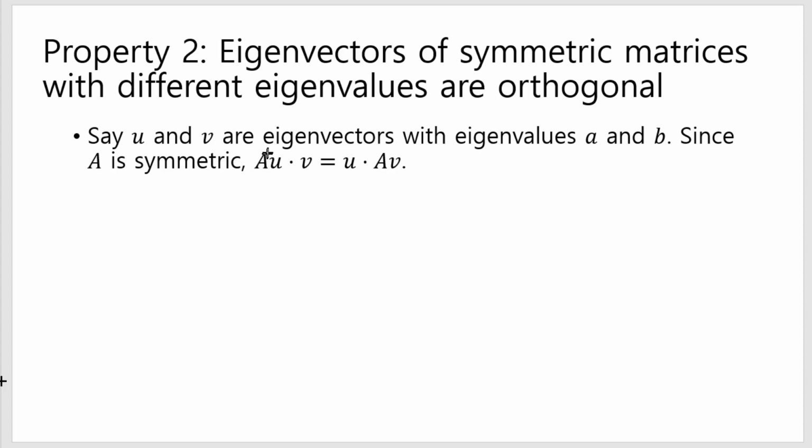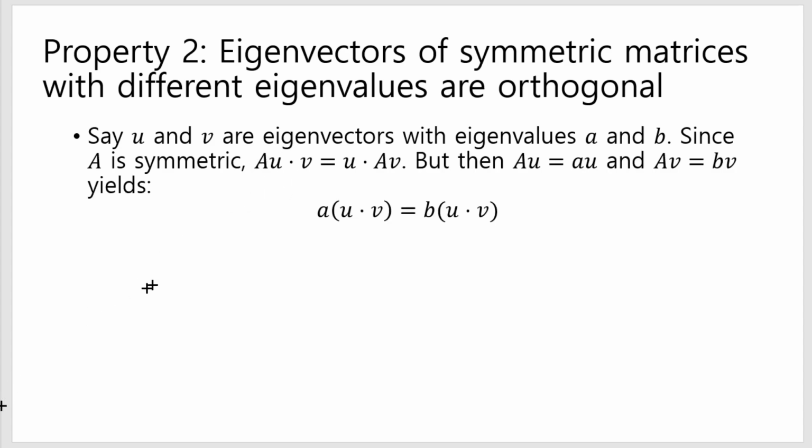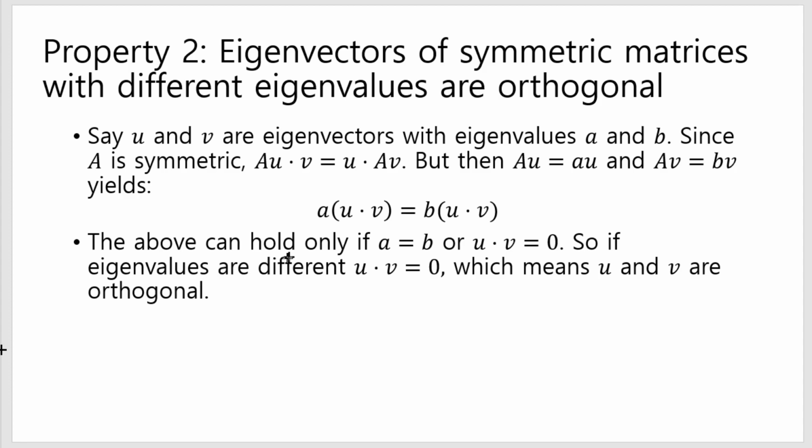Okay, so we bring this A to the other side, and then because u has eigenvalue a, and v has eigenvalue b because of this, and then we also know that a and b are different, right? If they're different, then this can only hold if these are both 0 or a and b are the same. But a and b are different, so this u dot v has to be 0. But if two vectors have dot product 0, that means they're orthogonal. Okay.